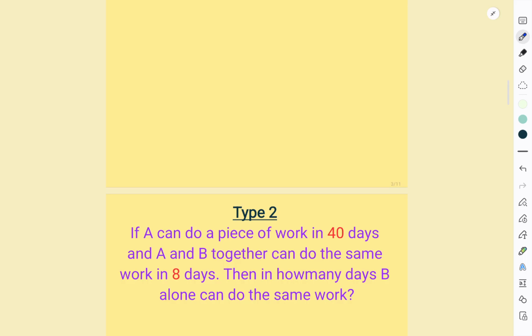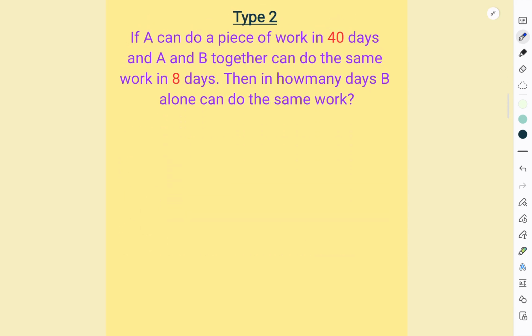Use the same method as above, find the answer and comment the answer. Next method, type 2. If A can do a piece of work in 40 days and A and B together do the same work in 8 days, then in how many days can B alone do the same work?